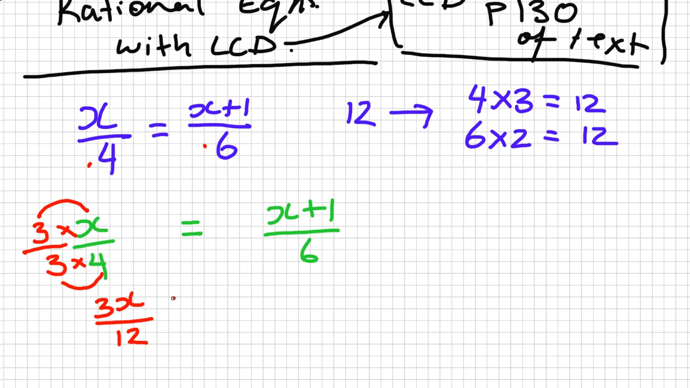3x over 12. Now on this side, we want to convert this 6 to a 12. Well, how did we do that? That's 6 times 2. Now what we do to the bottom line, we do the top line. 2 times x plus 1, 2 times 6. So we know 2 times 6 is 12. And on the top line we have 2 times x plus 1.